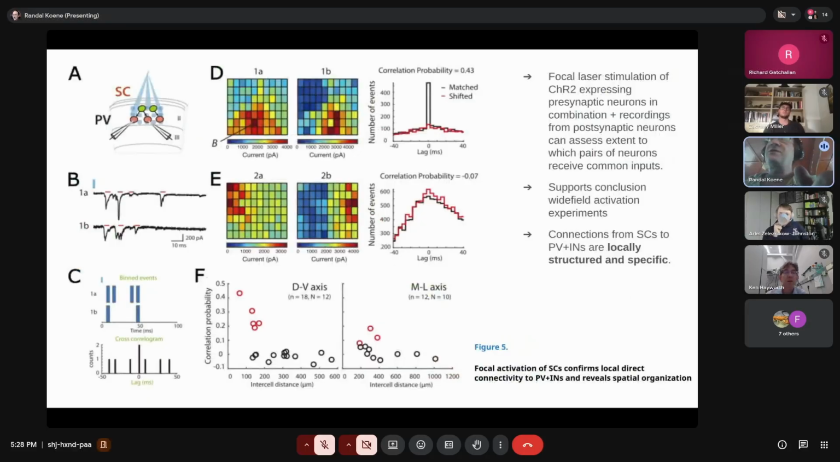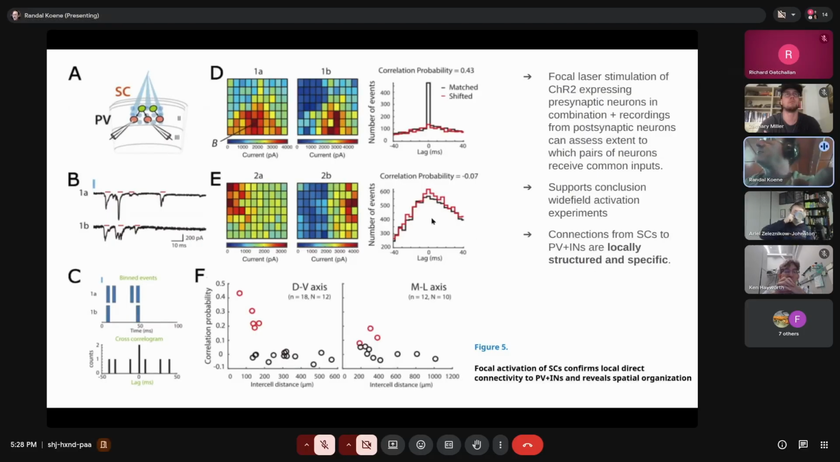So now they're switching to a slightly different protocol, no longer using the wide field optical. That's because they're trying to corroborate their findings by doing focal activation of stellate cells. If the focal light pulses asynchronously activate restricted populations of stellate cells, then simultaneous postsynaptic responses in pairs of interneurons will identify inputs from the same stellate cell. That's the idea, at least. So in A, we see the setup.